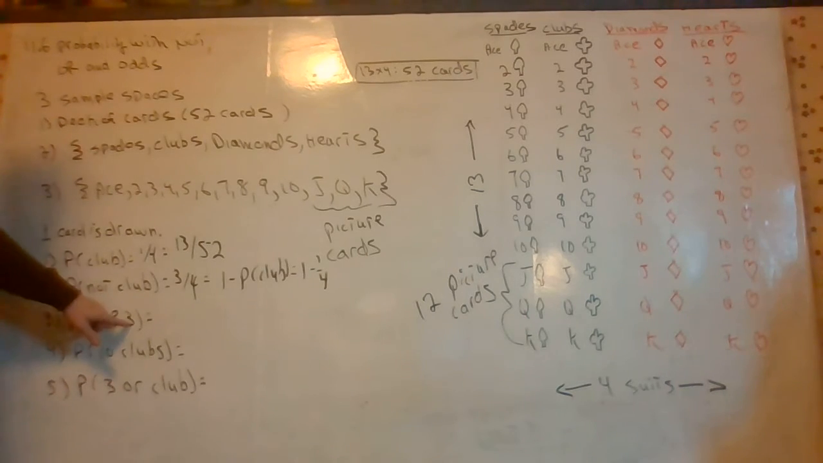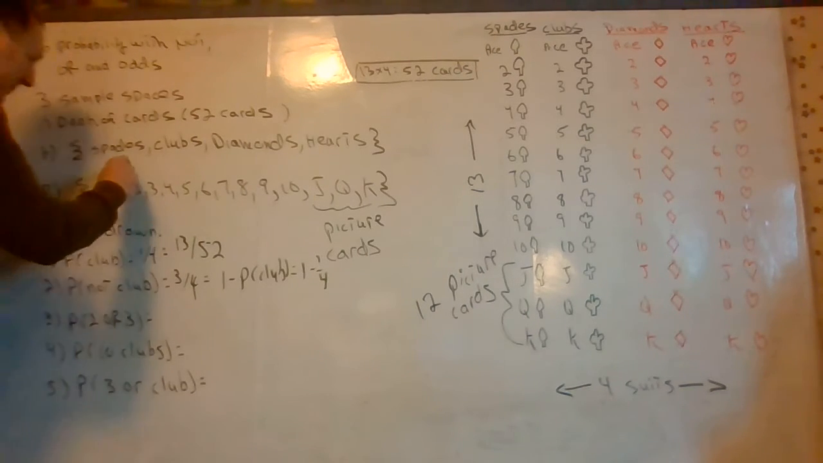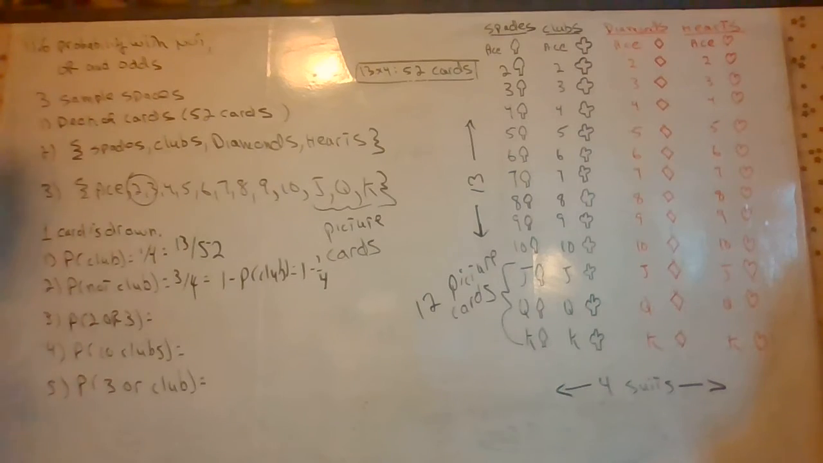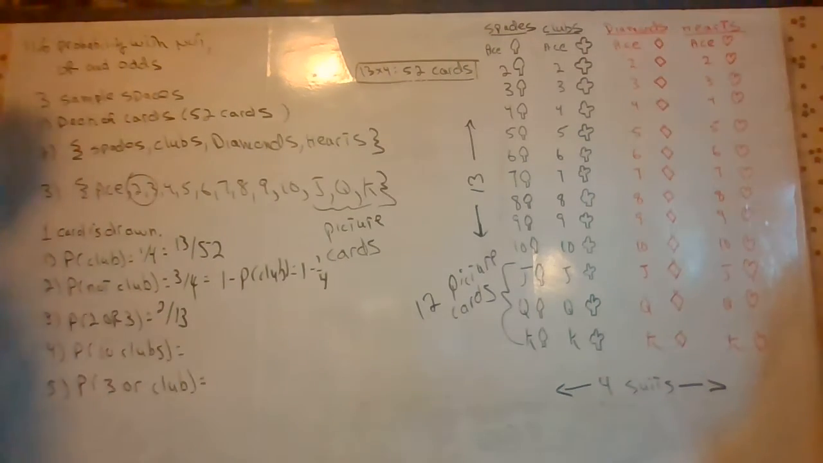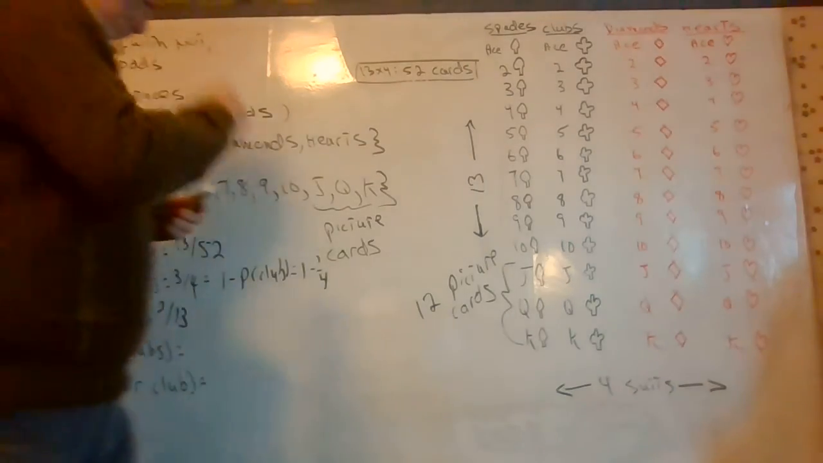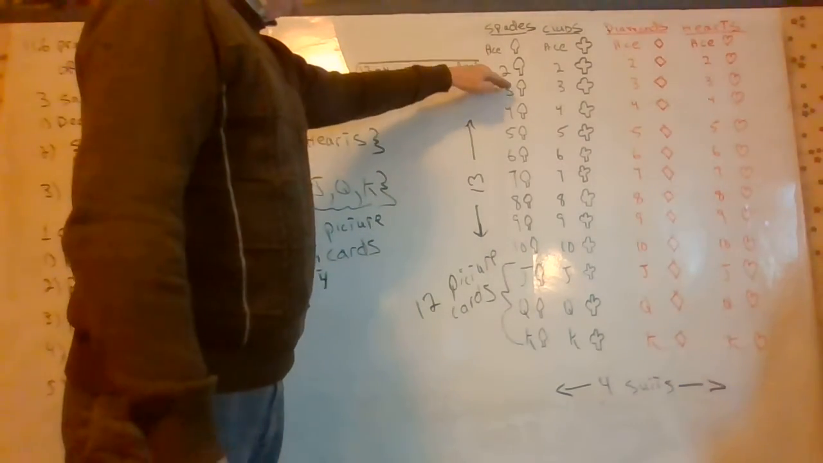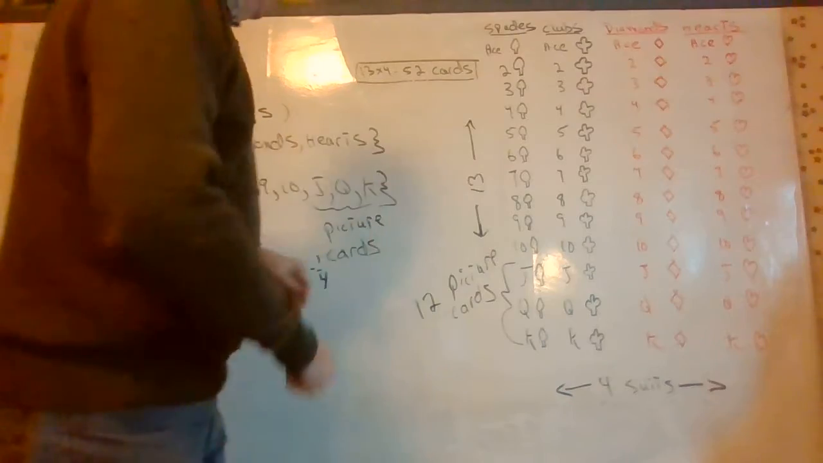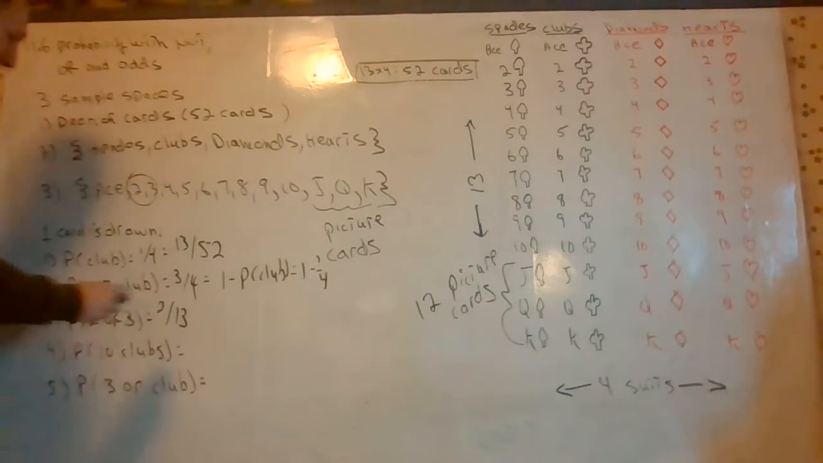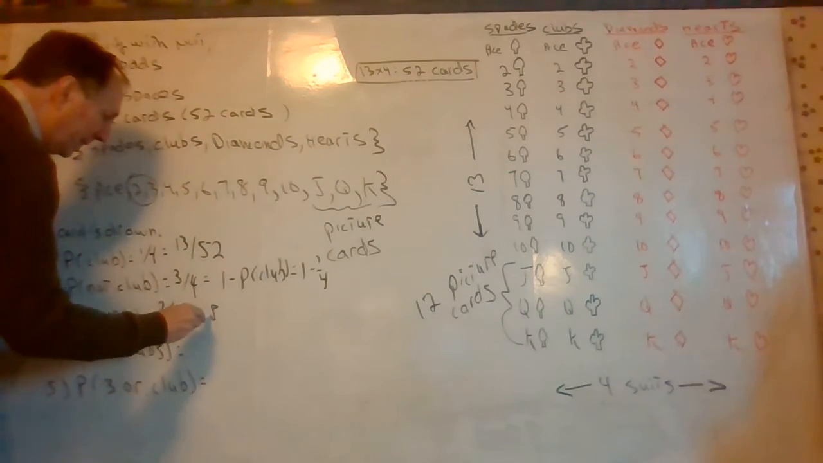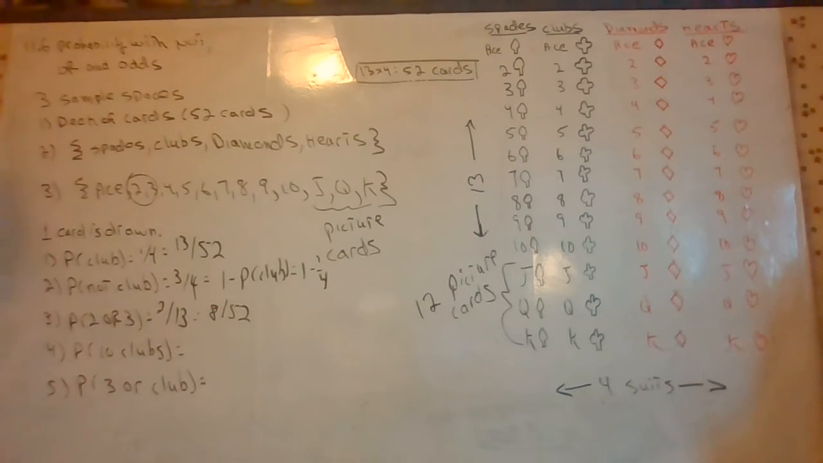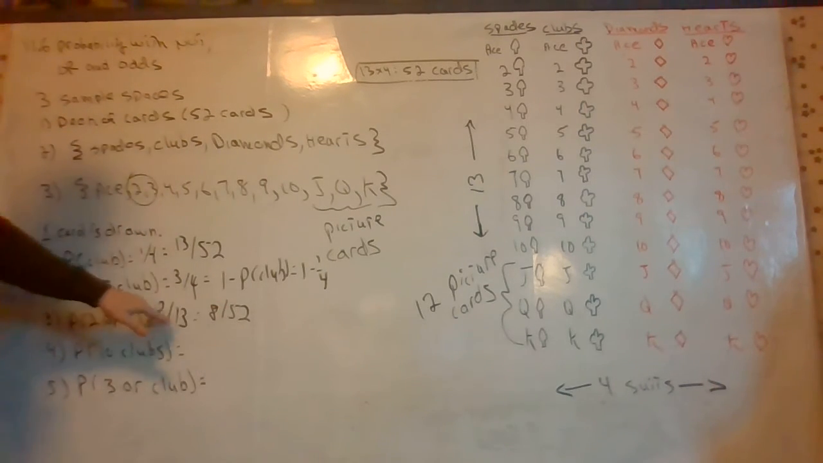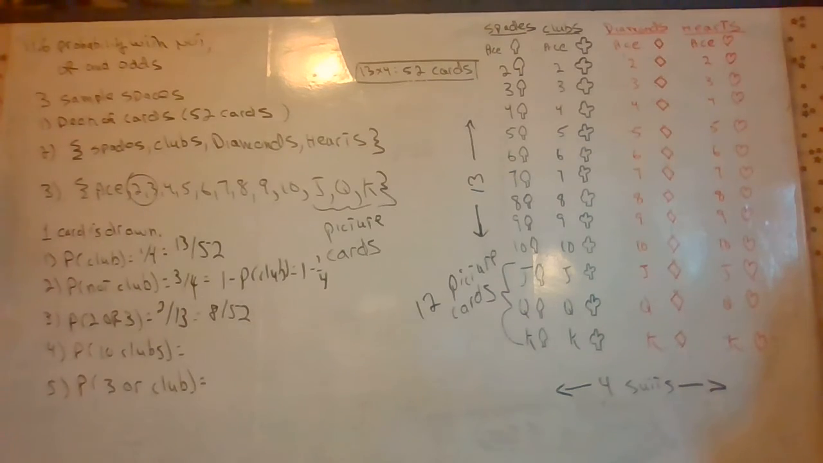2 or a 3, okay? Calculating it directly, that's 2 out of 13. And of course over here, there are 4 2s and 4 3s, 8 altogether. You can calculate that as 8 out of 52. And you can divide 4 into the numerator and denominator, and it gives you 2/13.